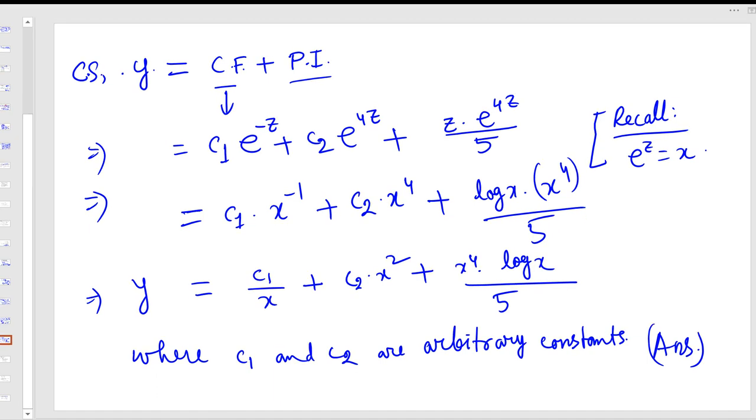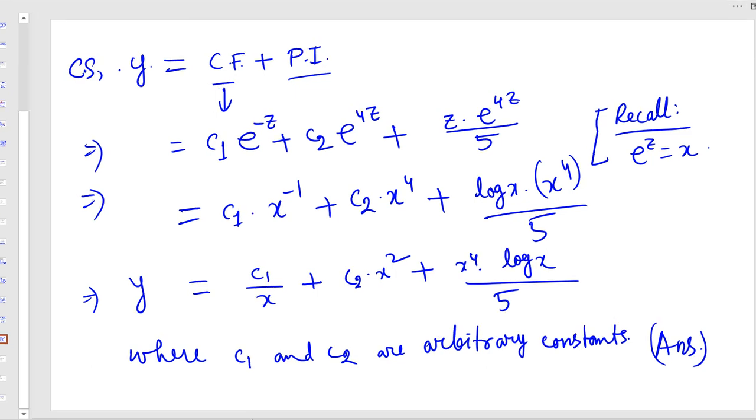So any doubt, post it. X to the power 4. Yes, yes, right, right. You are right. This is a printing mistake. Okay. So that would be our final answer.